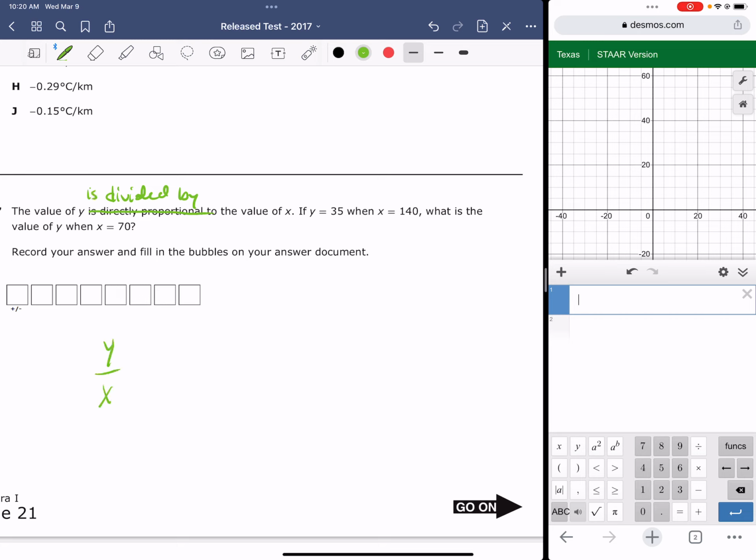I have a proportion to set up, y over x. We're told in the first part of the sentence, if y is 35 when x is 140, that means I will put 35 where y goes and 140 where x goes. We want to know what is the value of y, which we will leave blank then, when x is 70. We will set these equal and solve for y.